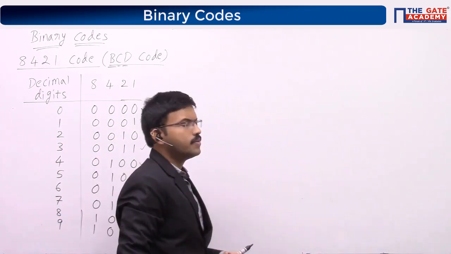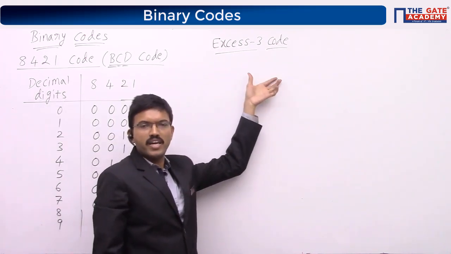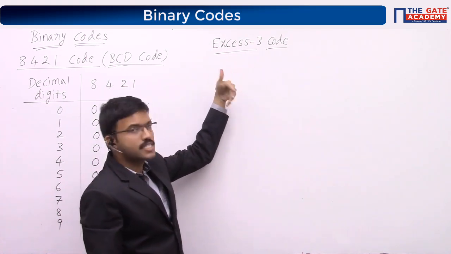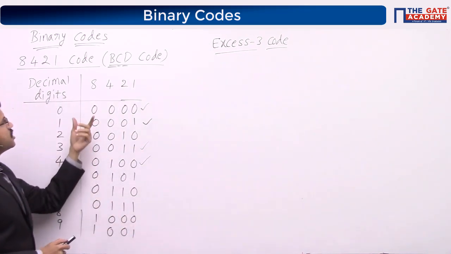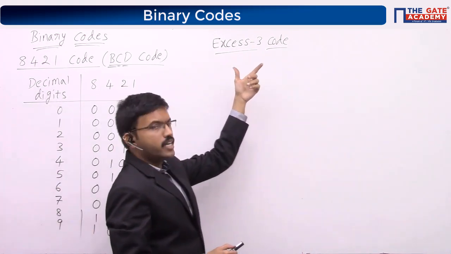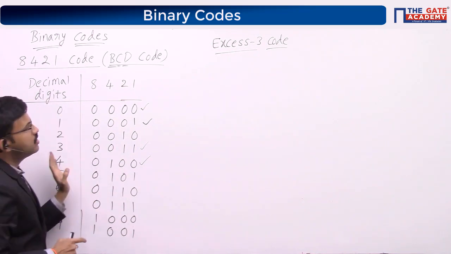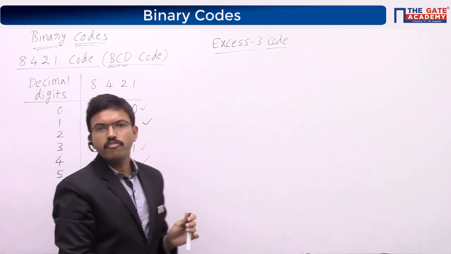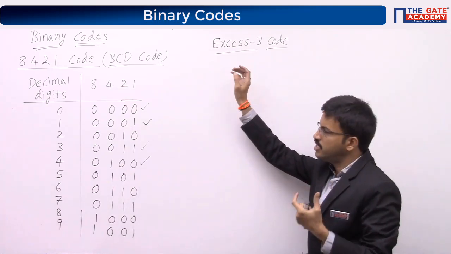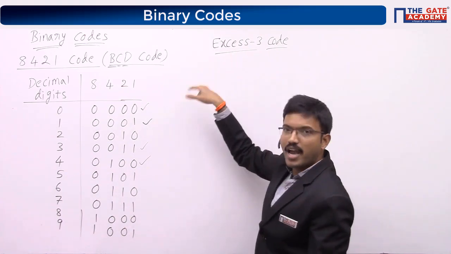Next one, put the heading XS3 code. XS3, as the name implies, 3 already has been included. That's why here the wording is XS3 code. That means just by adding 3 to the BCD code or 8421 code, we are getting the code corresponding to the decimal digits. Here we have represented 8421 code for representing decimal digits. Here also in XS3 code, we are representing the code for decimal digits only. But here 3 has been included.